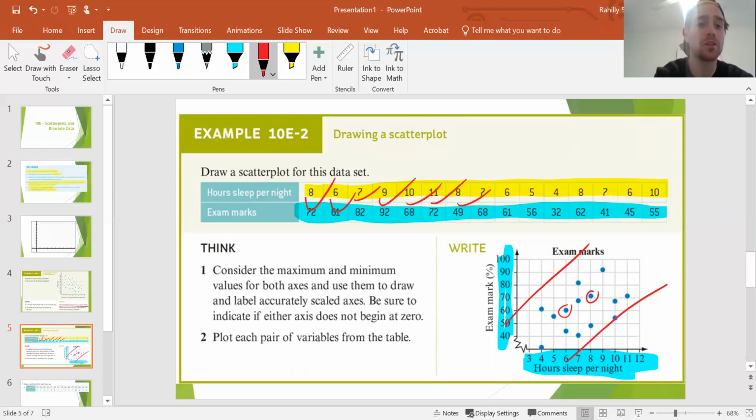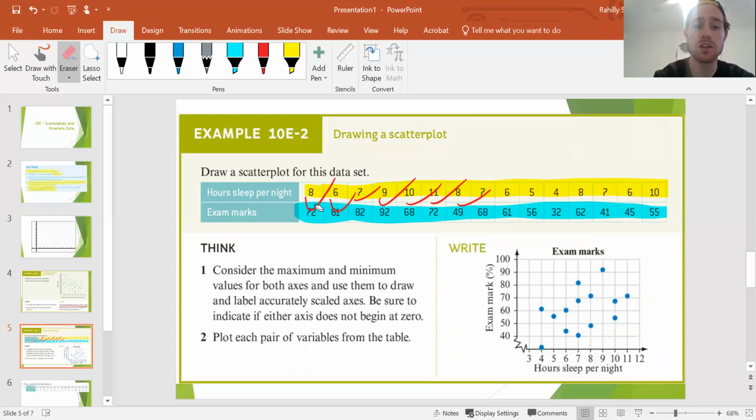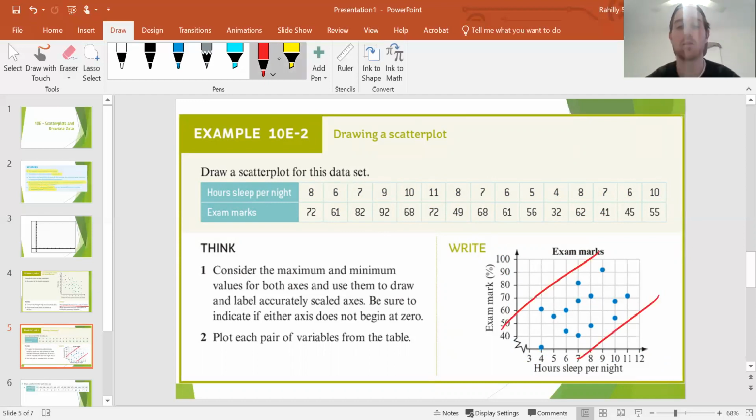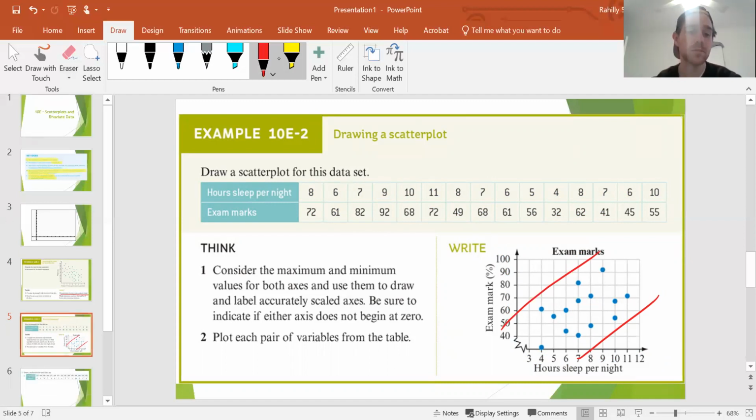It would not be a strong correlation because they're not really close together and really tight. So you would say it's a weak or a moderate. Probably more moderate, because there is a trend that's quite easy to see that it's going up, but they're not really, really close together. And then to describe that, you would say the more hours you sleep per night, the higher your exam mark is likely to be, if you're being asked to actually describe what the data is showing.